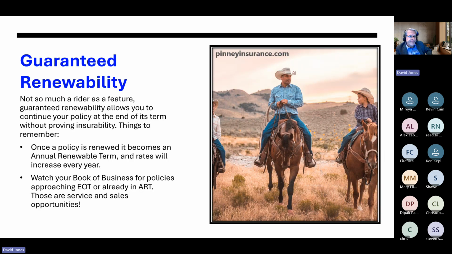Just an example. And guaranteed renewability. Again, not so much a rider. Guaranteed renewability allows you to continue your policy at the end of the term without proving insurability. And things to remember about that, again, it's almost on all term policies. Once in a while, you might find one that doesn't have it, but almost all of them have it. And once the policy is renewed, it becomes an annual renewable term. That's important because that means although they're covered and they don't have to prove insurability to be covered, the rates will go up every year.